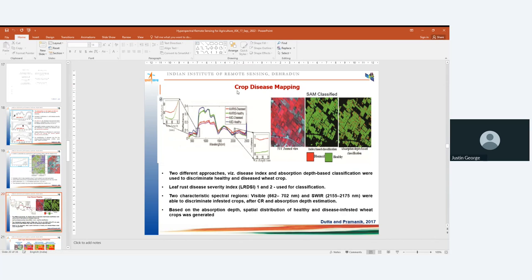Similarly, a similar attempt has also been made using the EverySense data, which is much finer resolution data. Here they have used the disease index, and absorption depth based classification was also used to discriminate between the healthy and the diseased wheat crop. The leaf rust disease was specifically targeted using the disease severity index 1 and 2. The characteristic wavelength regions they identified, which are responsive to different diseases, were 660 to 700 and 2155 to 2175 nanometer. They were able to distinguish the infested crop using different techniques.